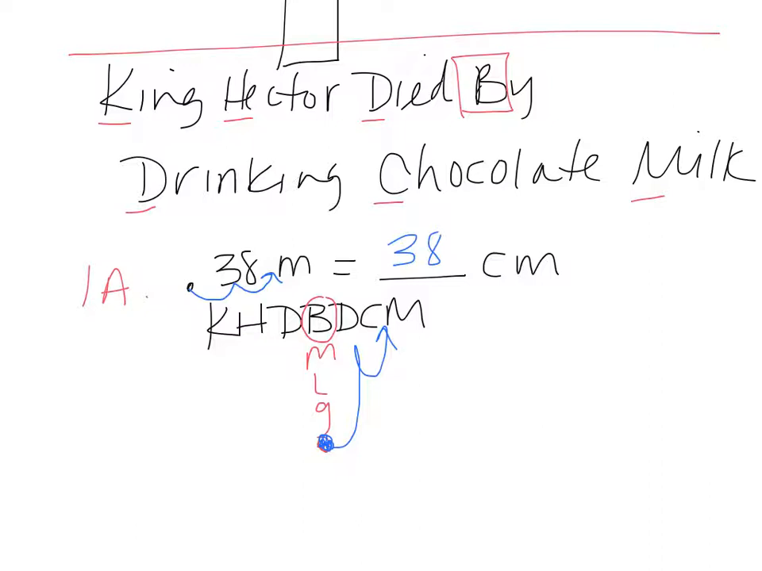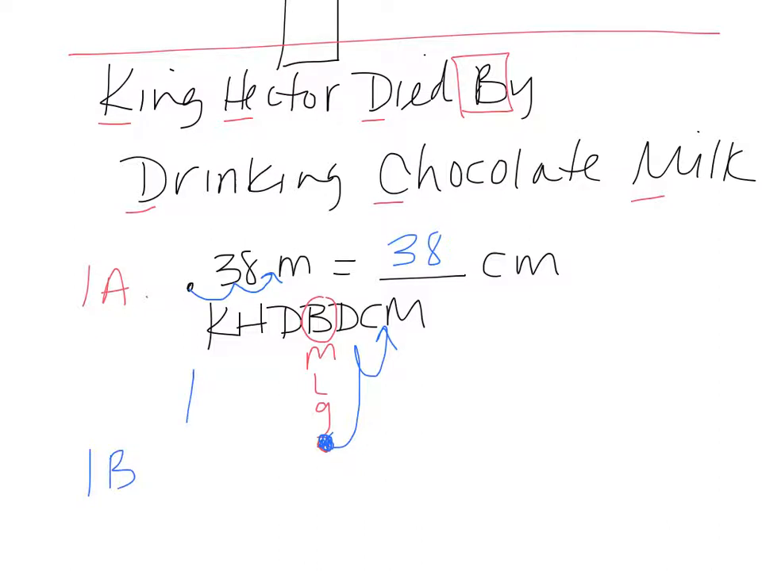I'm at meters, which is a base unit, so I put a dot there. I need to go to centimeters, which is 2 jumps to the right. So all you do in the metric system is move your decimal point 1, 2 jumps to the right. 0.38 meters is equal to 38 centimeters. Okay, so let's go on to 1B.